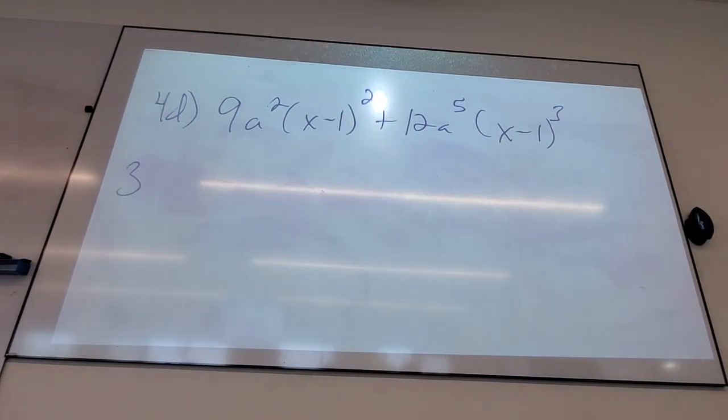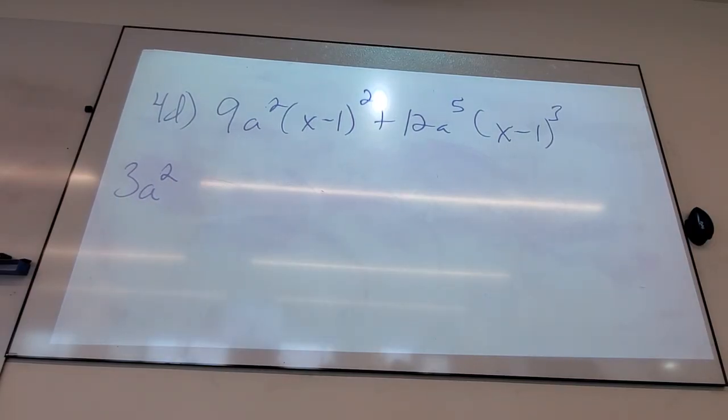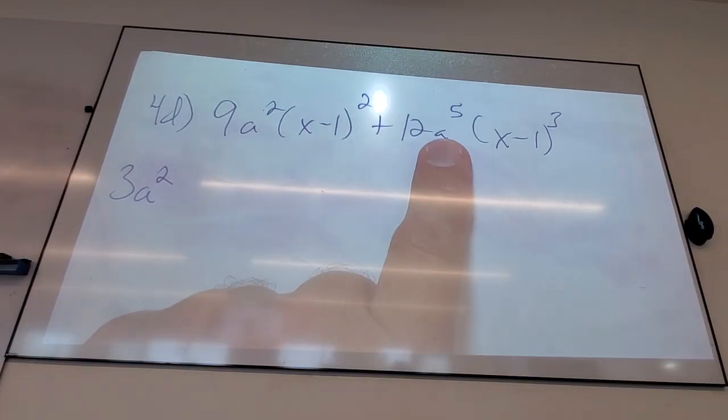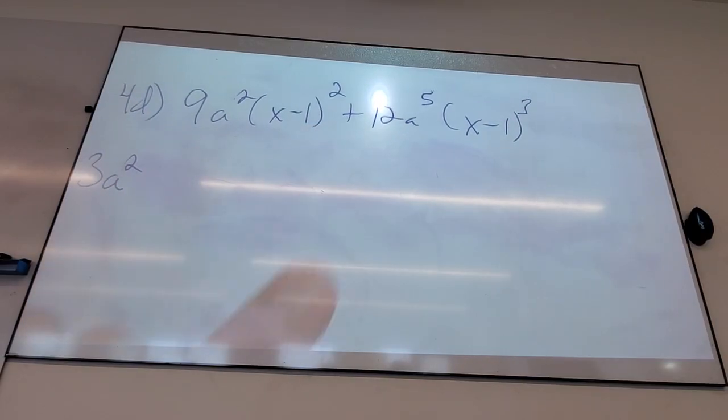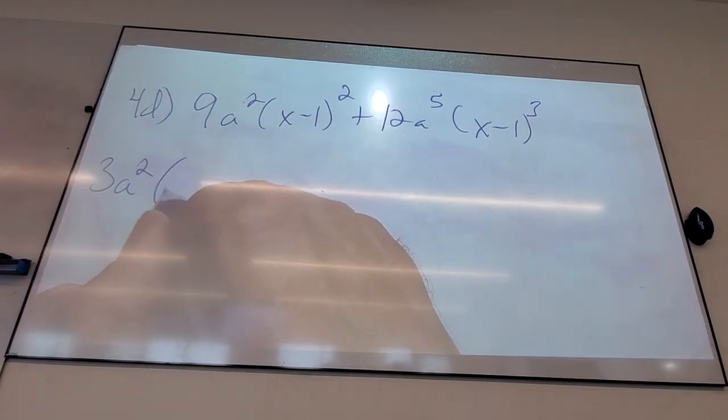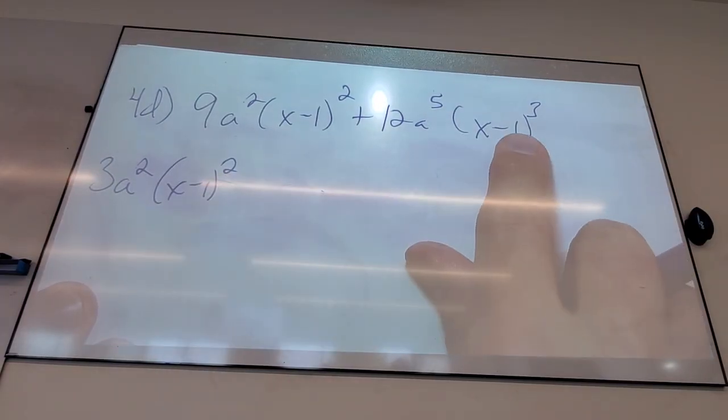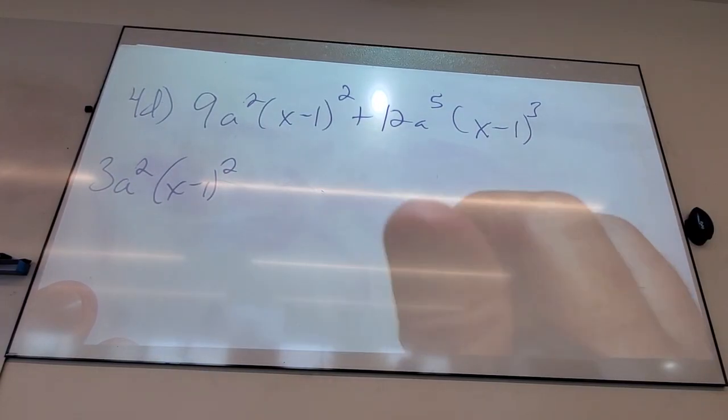How many a's can come out? 2, because you're the almost fair tax man. You'll take everything somebody has, but not more. Can't take more than 2 from this guy. This guy can give more, but you only take 2. And then how many x minus 1's can he take? 2. Because again, he could give 3, but he can only give 2, so you only take 2.